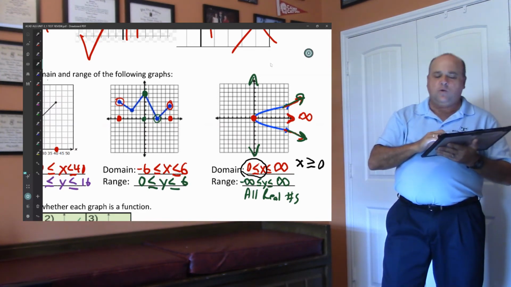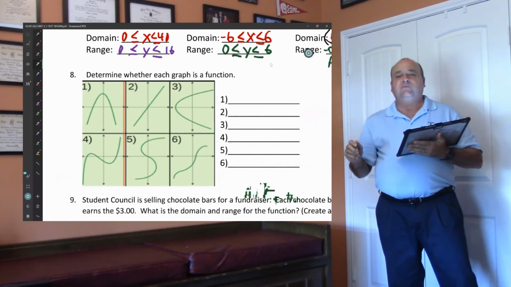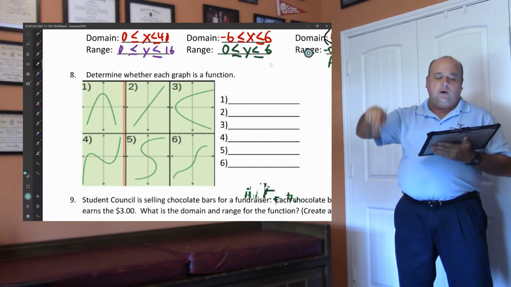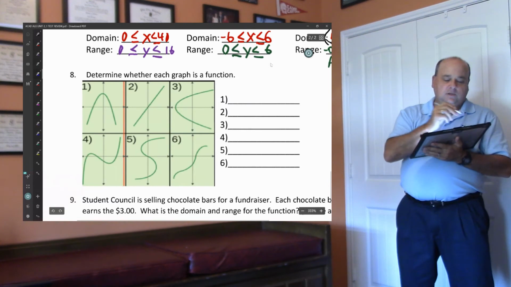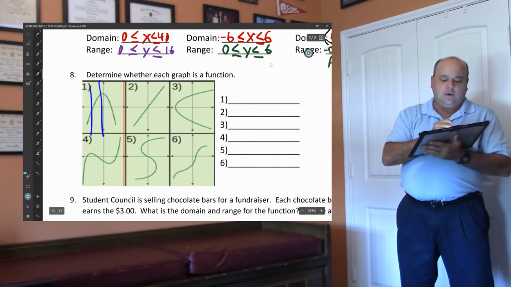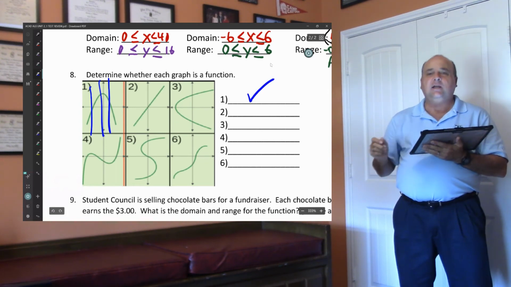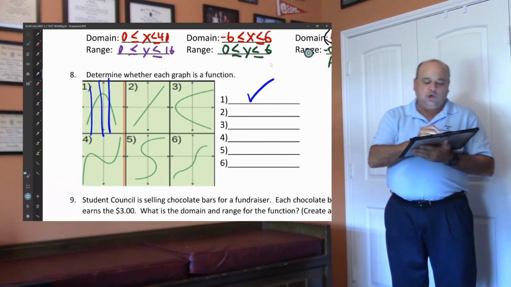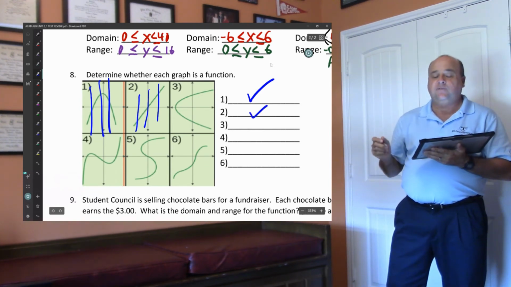We're almost done with this amazing test review. So on number 8, all we've got to do is figure out if it's a function. We're going to use the vertical line test. Let's do a blue line. So this one right here, a vertical line is only crossing once, right? So I'm going to put a check. It is a function. Number 2, a vertical line only crosses once. That's a check. It is a function.